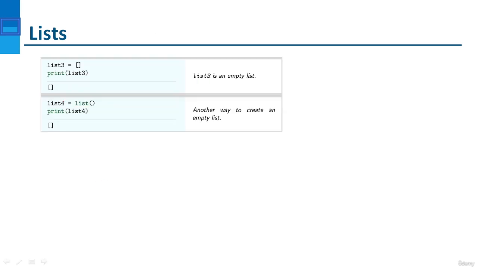And next one is creating an empty list and then displaying it. List 3 is equal to empty square brackets, which is clearly an empty list. Now we are printing that empty list here, and you will get the result like this. Similarly, you can also create an empty list with the help of list. This is another method to create an empty list. Here also when you display, you will get the empty list.